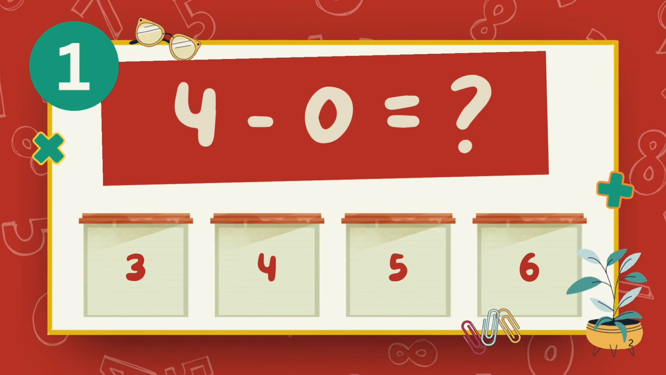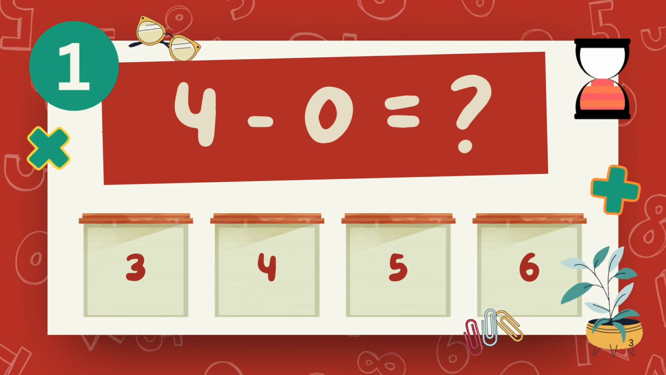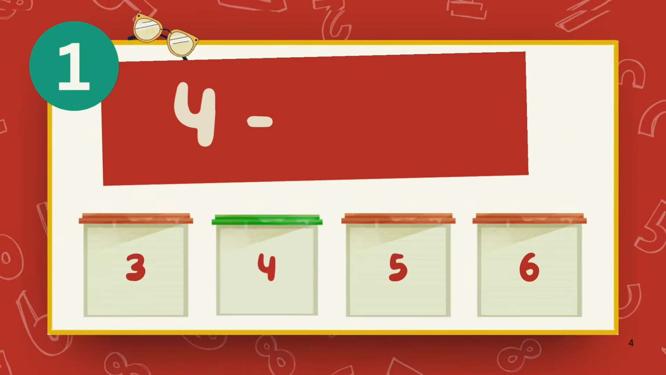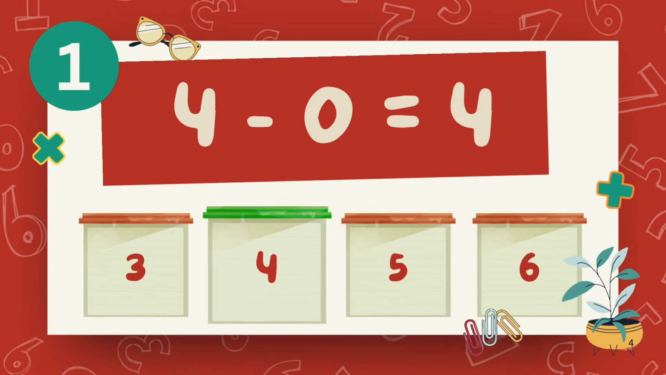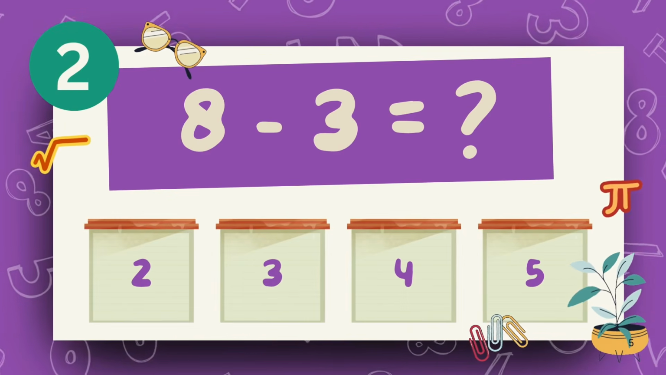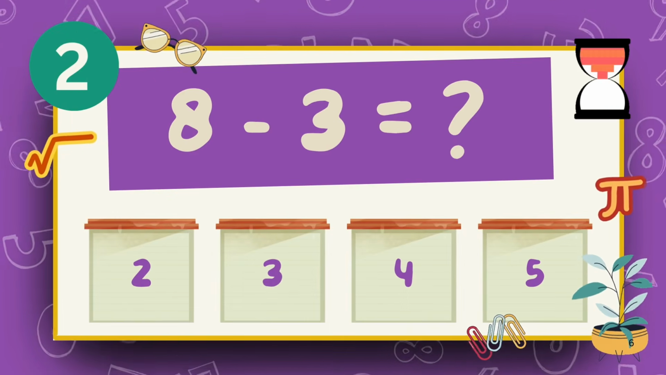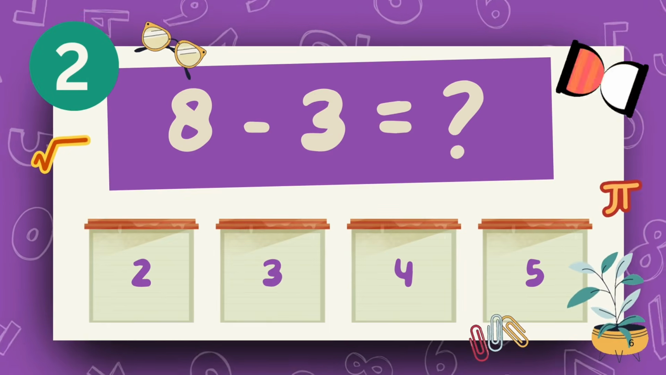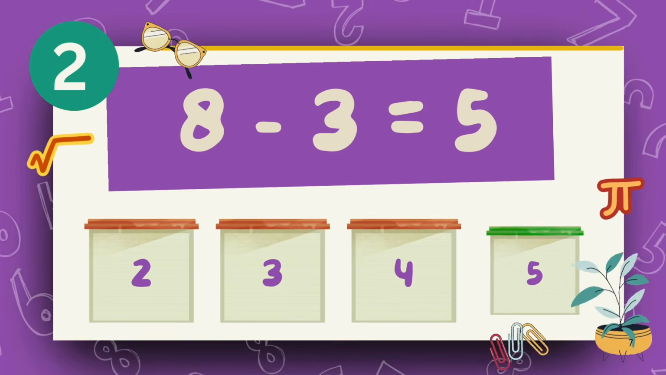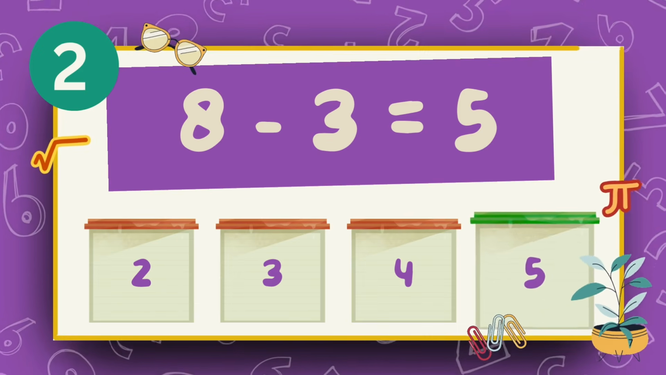What is 4 minus 0? The answer is 4. What is 8 minus 3? The answer is 5.